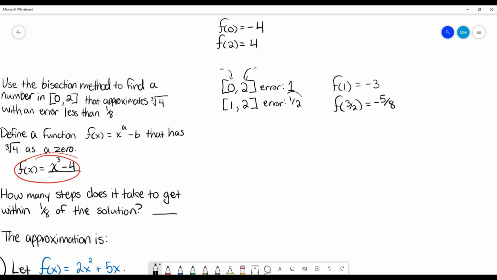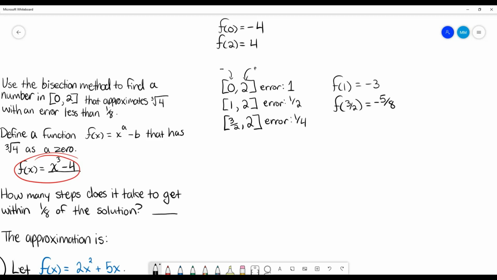And again, this is not within our desired tolerance yet, because we need a maximum error of less than 1/8. Right now our maximum error is 1/2. So again, this is our negative number, so we're going to replace that 1 with the x value we used here. So our new interval becomes 3/2 to 2. These are only 1/2 away, so it's going to have an error of 1/4.